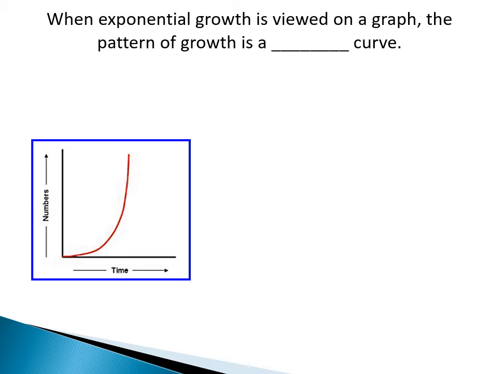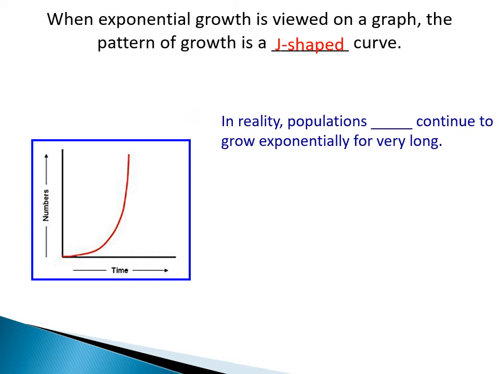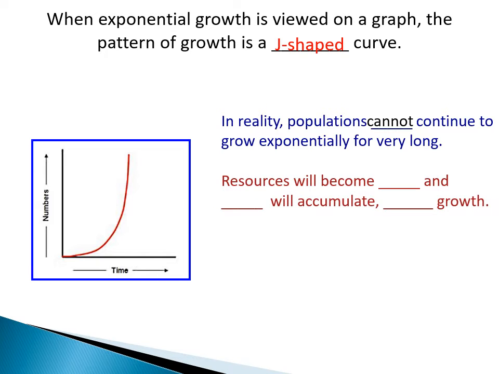So when we look at a graph of exponential growth, you'll notice that the population starts very small and then rapidly increases. This shape is called a J-shaped curve because it literally looks like a J. Okay? In reality, populations very rarely go through exponential growth for long. It might start that way, but then they start to have a limit on their resources. So your resources become scarce and waste will accumulate, and this will inhibit or limit your growth.